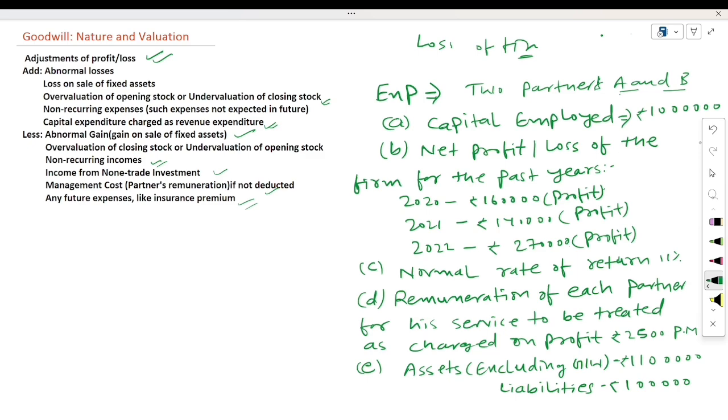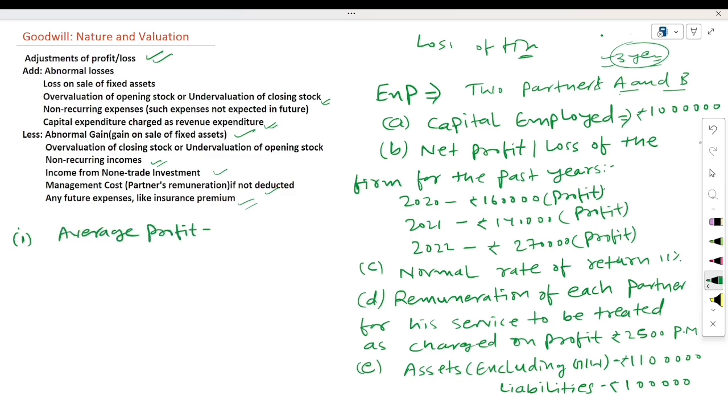Now we have to calculate the value of goodwill through all the methods. And number of years purchase, suppose it is assumed that this is 3 years. They are purchasing goodwill for the 3 years. Now we have to apply all the methods for calculating the goodwill. Okay, see here. First of all, we will use the average profit method. What was the rule of the average profit method? Under the average profit method, first of all, we have to calculate the average profit. So we will calculate the average profit.